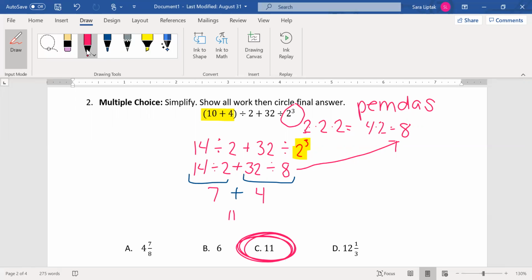My answer was C, 11. So here I would like you to pause the video, check over my work, make sure that it looks exactly like yours on your guided notes worksheet, and when you're ready, you can move on.